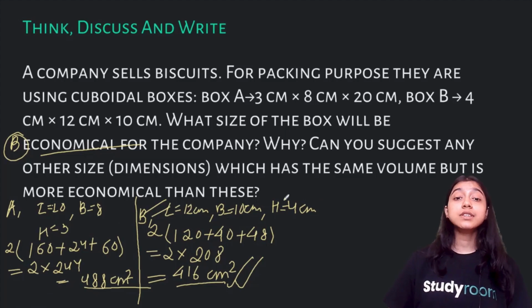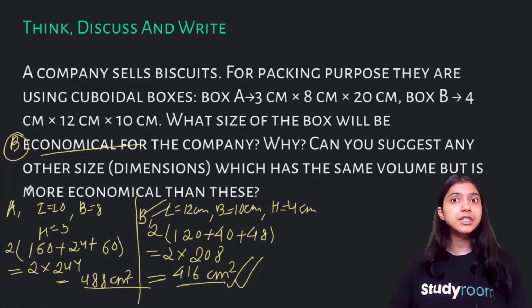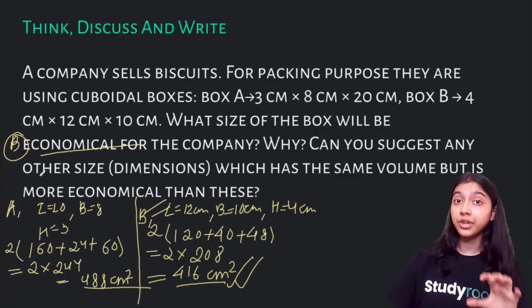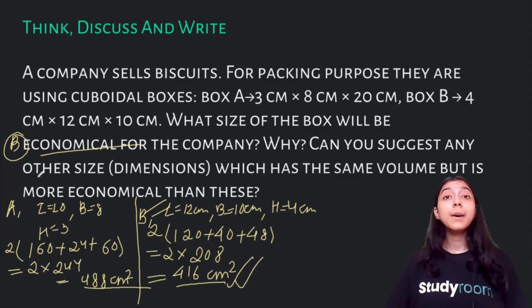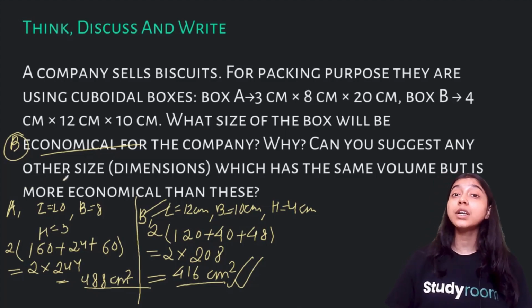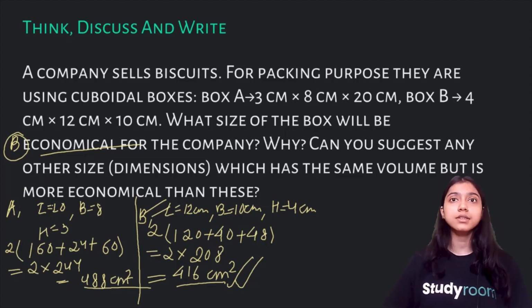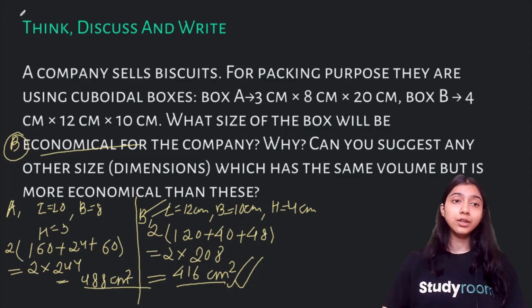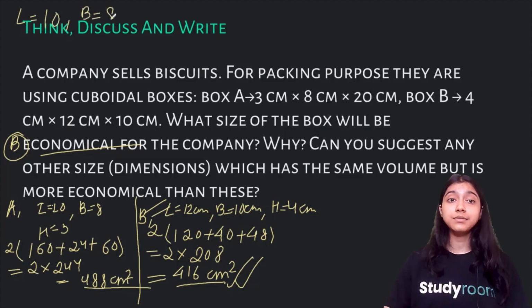Now, can you suggest any other dimensions which will have the same volume? That means it can occupy the same amount of thing within it. The volume of the box will be same, but it will be more economical to the company. That means it will have a lesser total surface area than box A and box B. Let's try it out. Let's say we are taking the length of the box as 10 centimeters, breadth of the box as 8 centimeters, and height of the box as 6 centimeters.